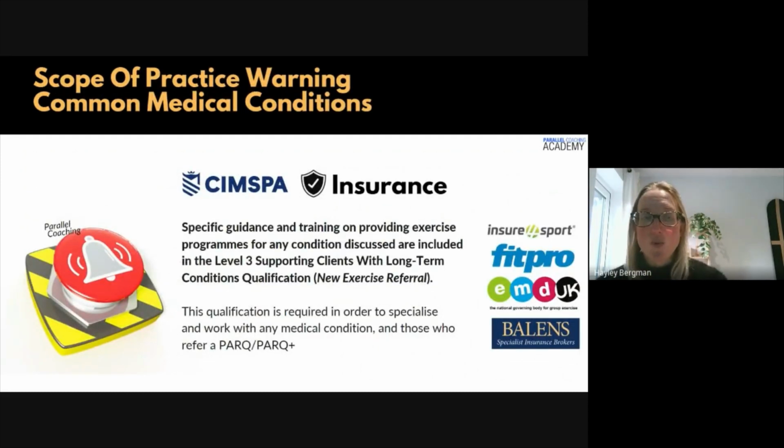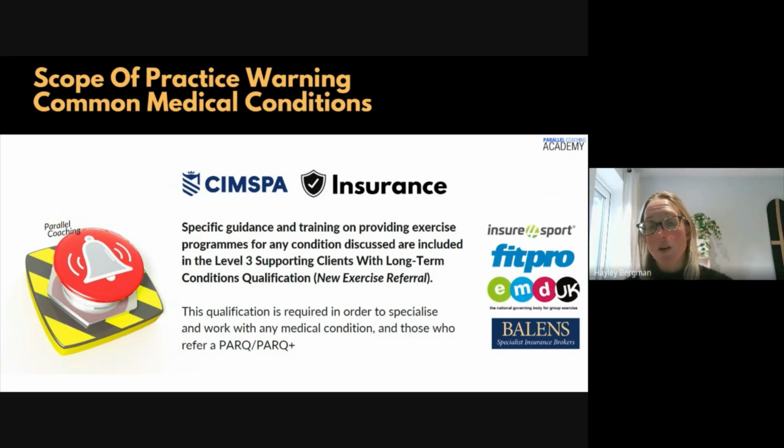Also, a little scope of practice warning in relation to medical conditions. Arthritis is a medical condition. It's a diagnosed long-term medical condition, and specific guidance and training on providing exercise programs for any condition discussed, in particular arthritis, are included in the level 3 supporting clients with long-term conditions qualification. This is something that replaces the old exercise referral, and it's more specific about what you learn about the conditions and how that fits the new model, really, in terms of the healthcare that our clients get here in the UK compared to the old referral processes that were set out in the old exercise referral model.